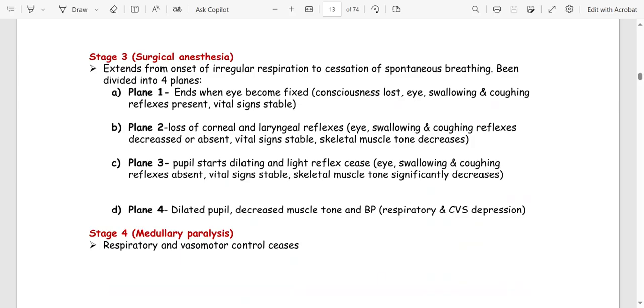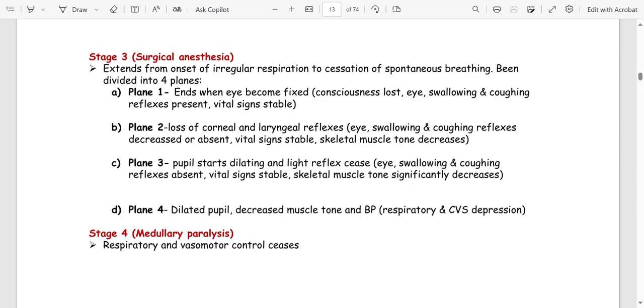All right, so stage 3 is the surgical anesthesia, and it extends from the onset of irregular respiration to the cessation of spontaneous breathing. Spontaneous breathing is the normal breathing that we have that happens by itself. So it goes from irregular respirations to the point when you can't breathe by yourself, and it's divided into 4. You have got the plane one, which ends when the eyes become fixed.